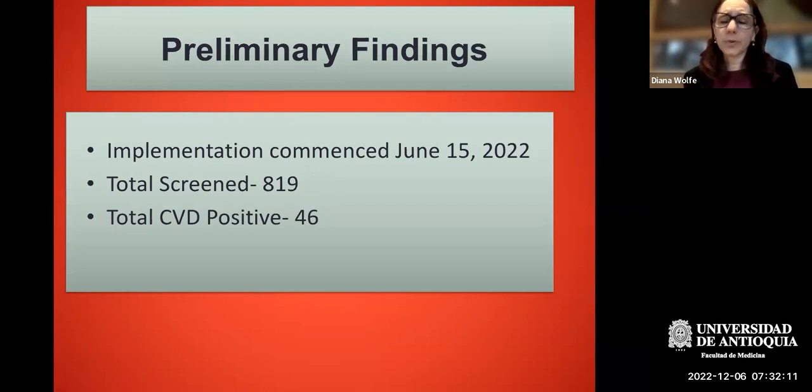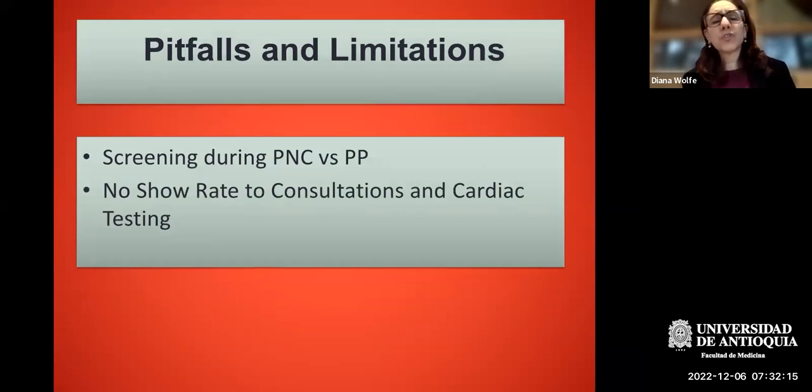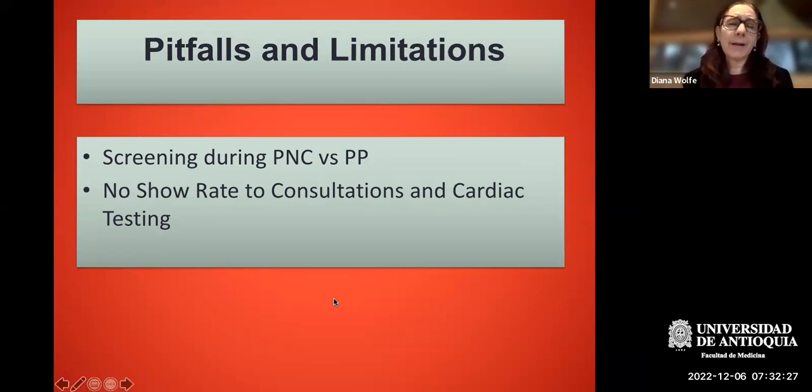Y 46 son positivas. ¿Cuáles son las limitaciones? Bueno, la gente necesita tener el tiempo durante el encuentro, outpatient encuentro, para hacer el screening. De verdad, no se necesita mucho tiempo, pero necesitan hacerlo. También yo creo que necesitamos hacerlo más en el postpartum period. Ahora podemos hacerlo outpatient and inpatient y necesitamos recordar a las personas de hacerlo.